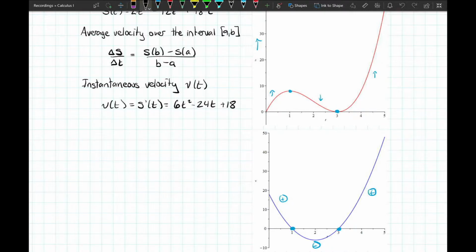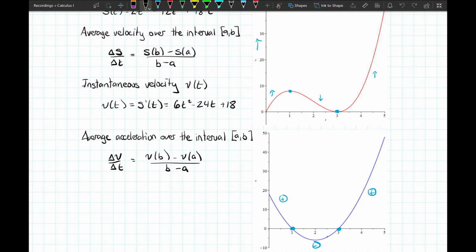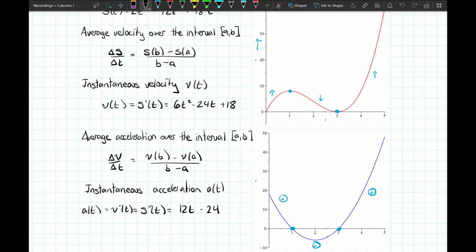Now, because the velocity is not constant, we might be interested in the rate of change of velocity, which is what we call acceleration. And we can either take a look at the average acceleration over an interval, and that is basically, again, just the slope of a secant line, but here connecting 2 points on the velocity curve. Or we could take a look at the instantaneous acceleration, which is the derivative of our velocity function. And because we're talking about the derivative of the velocity function, this is also going to be the second derivative of the position function.